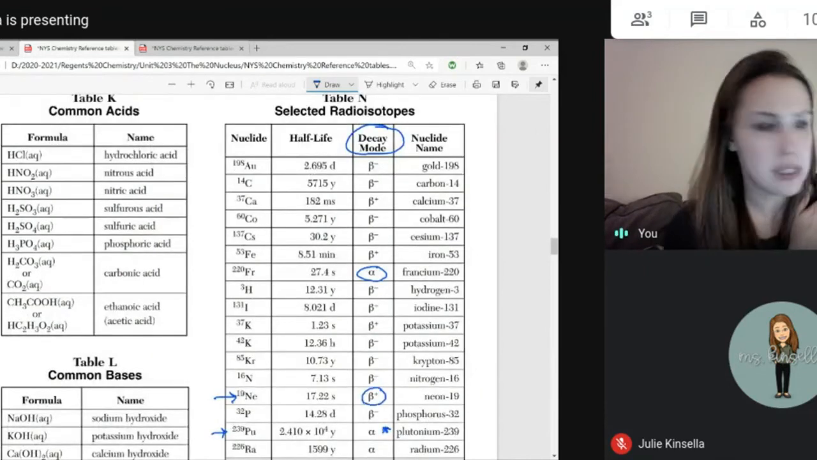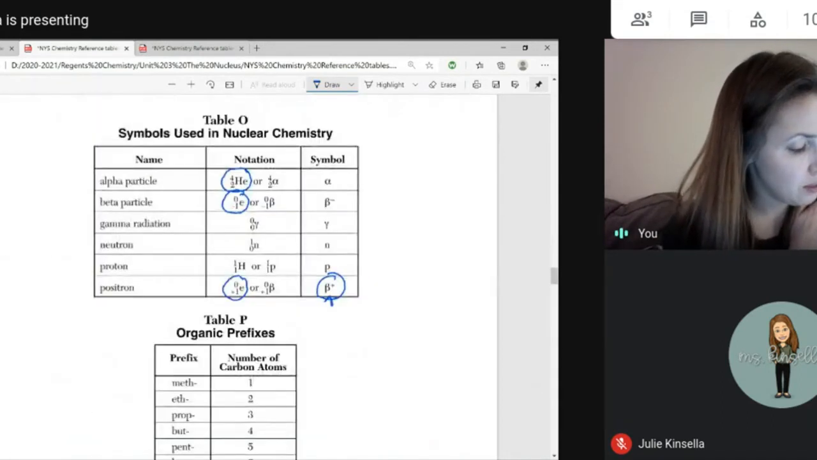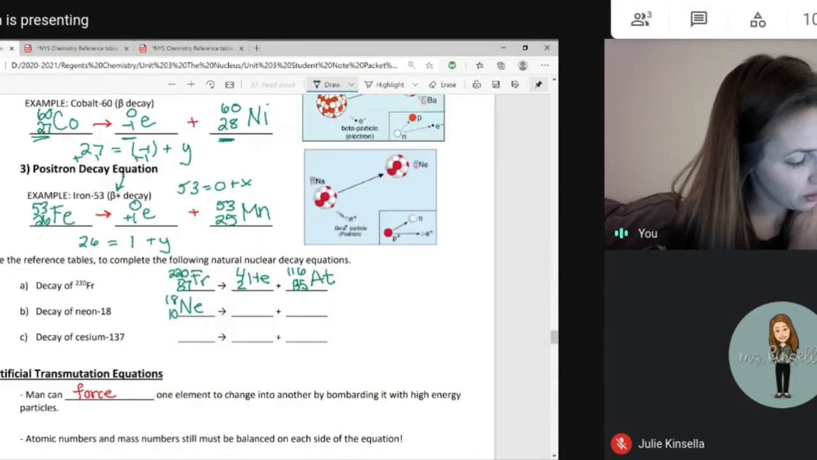And say you don't remember what the symbol is. You're going to go down to table O. Okay, B with the little plus is going to be this symbol here. So 0 over plus 1 e.